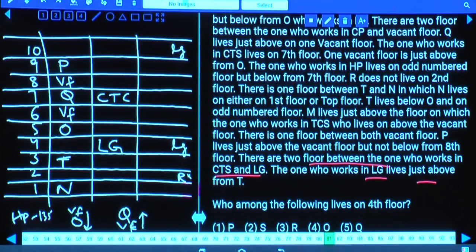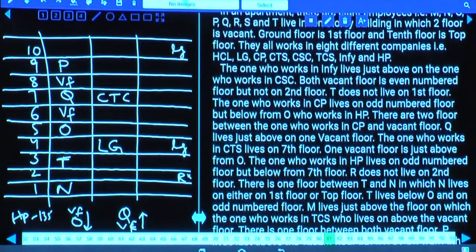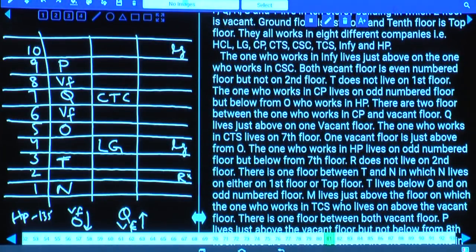Now let us go through the information once again, because we have not considered the entire information, isn't it? Now we have focused only on the vacant floors, and we have fixed those. Next one. The one who works in Infosys lives just above the one who works in CSC. These two must be adjacent to each other. Infosys and CSC can be either 9 and 10, or 2 and 3, or 1 and 2, isn't it?